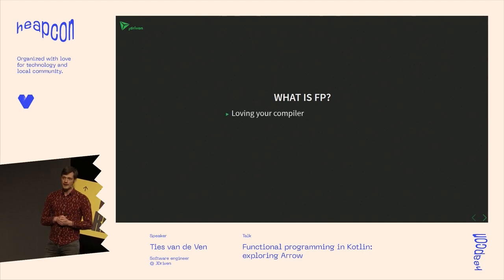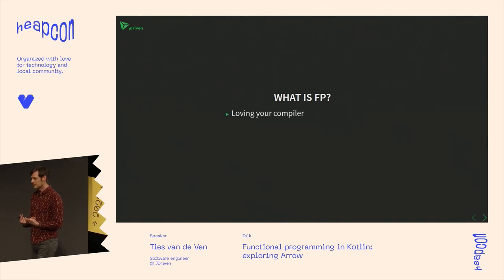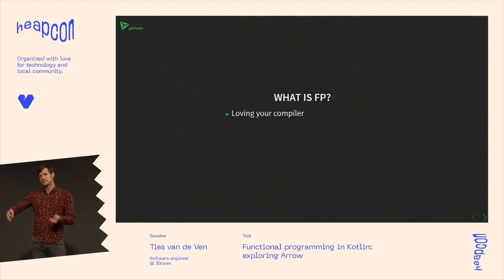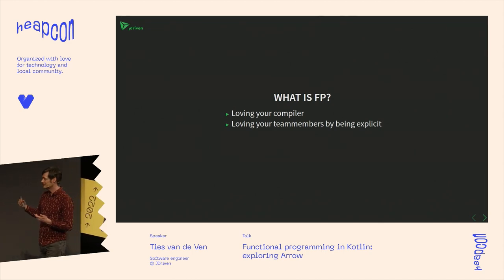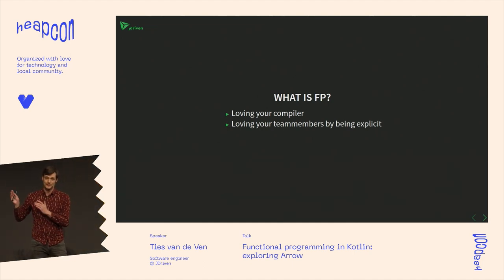It's about loving your compiler. Because in functional programming, we really like to take exceptions that happen at runtime and move them to compilation time. Basically, we would like to create a program that, if it doesn't work, just shouldn't compile. Basically, the ultimate shift left in programming. It's also about loving your teammates by writing code that basically does what it says it does. That sounds really obvious, but actually that doesn't happen in a lot of cases, and we'll see a few of those.